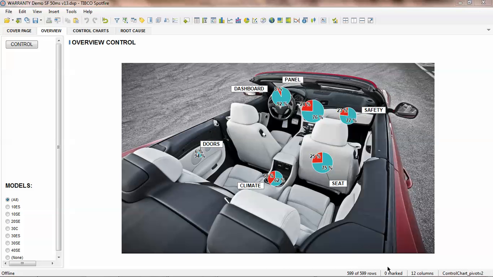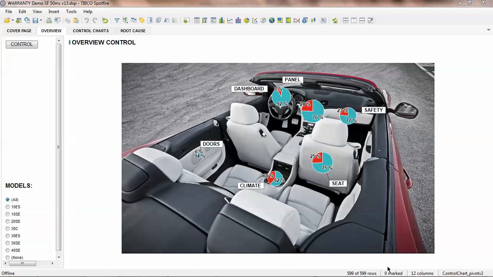Welcome to this demonstration of TIBCO Spotfire for warranty and root cause analysis. The purpose of this demonstration is to show why a data discovery tool such as Spotfire is particularly useful when investigating data such as you would do as a quality control person looking at root causes of issues.